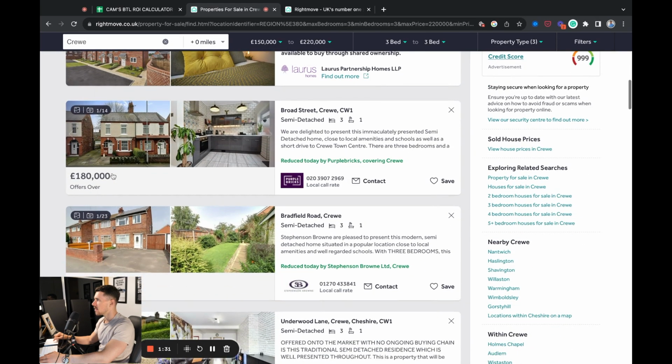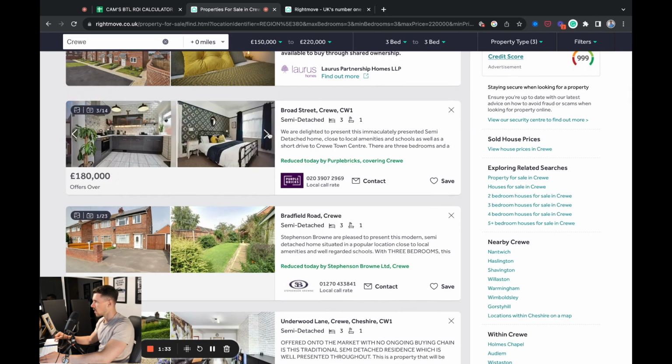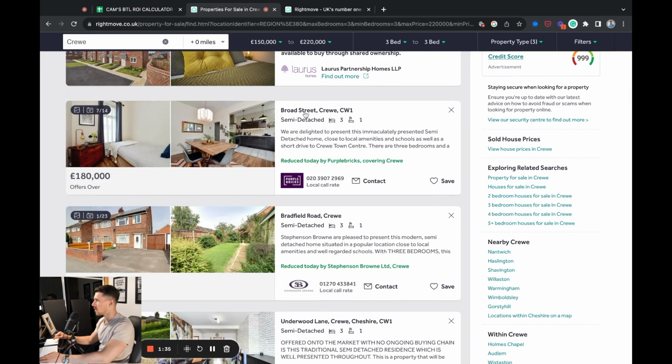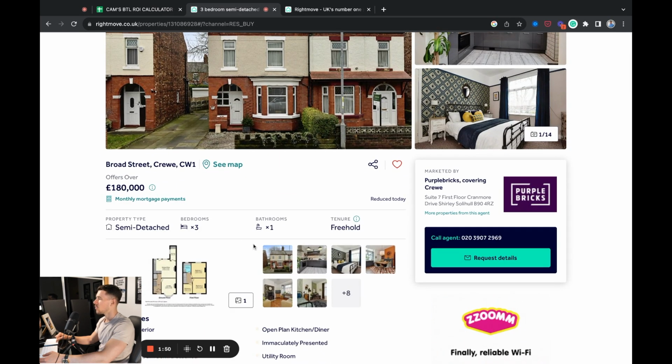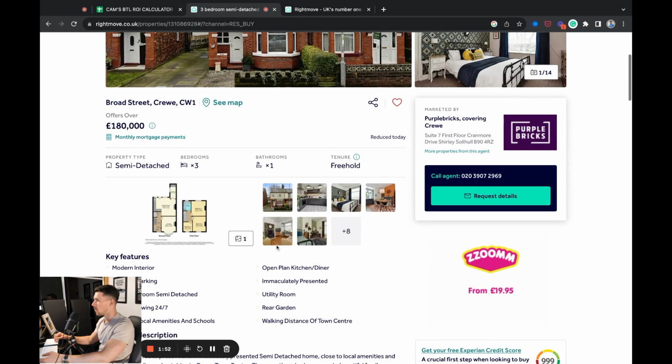So we have here, this looks pretty nice, doesn't it? Broad Street in Crewe. Let's have a look at this property. Reduced today, so that's quite a good sign for me as an investor because it means that they have been struggling to sell the property, which means they may well be open to an offer. So this is in Broad Street in Crewe, quite central. It's a semi-detached, 3 bedrooms, 1 bathroom, freehold property.